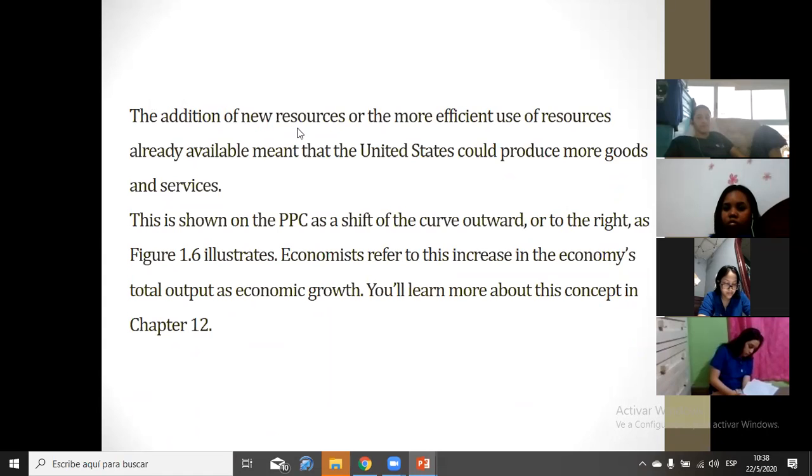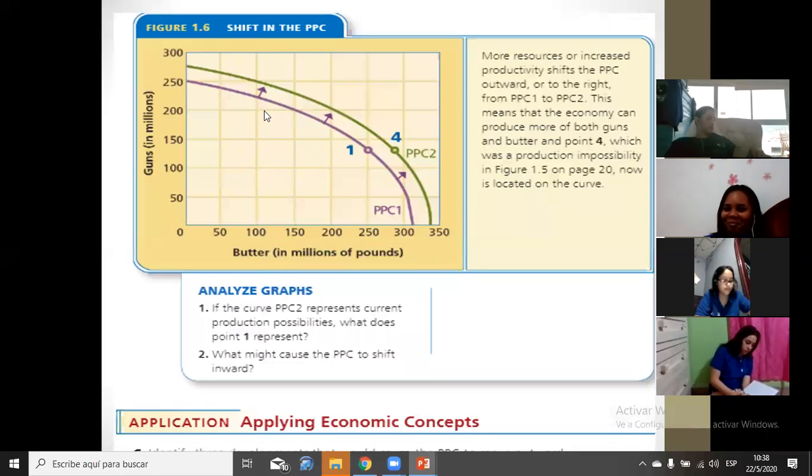The addition of new resources or the more efficient use of resources already available meant that the United States could produce more goods or services. This is shown on the PPC as a shift of the curve upward or to the right, as in figure 1.6. Over here is the picture 1.6, and they move from here to here.